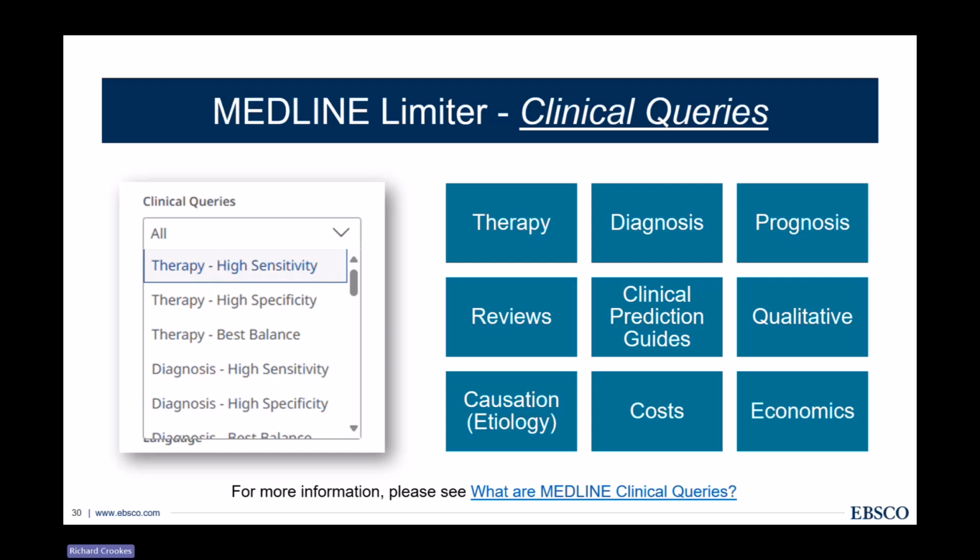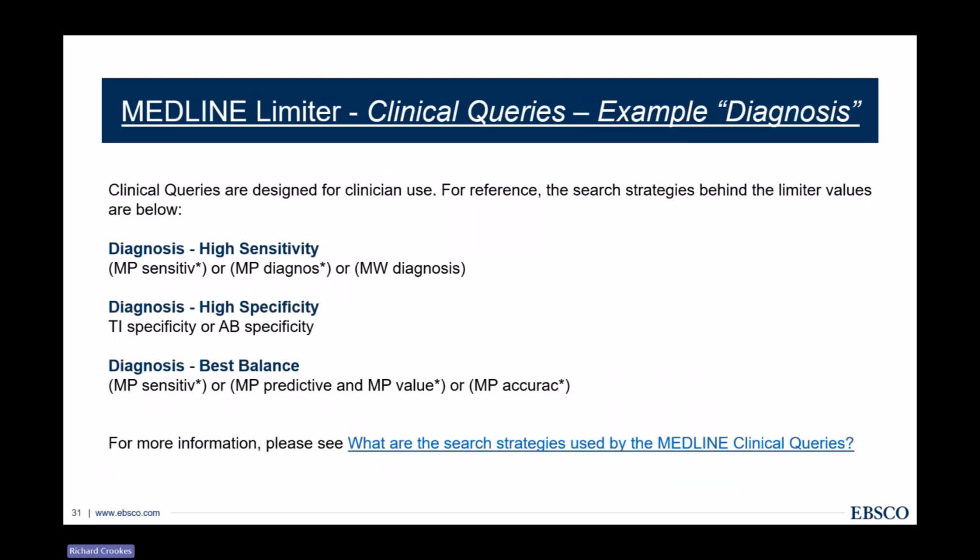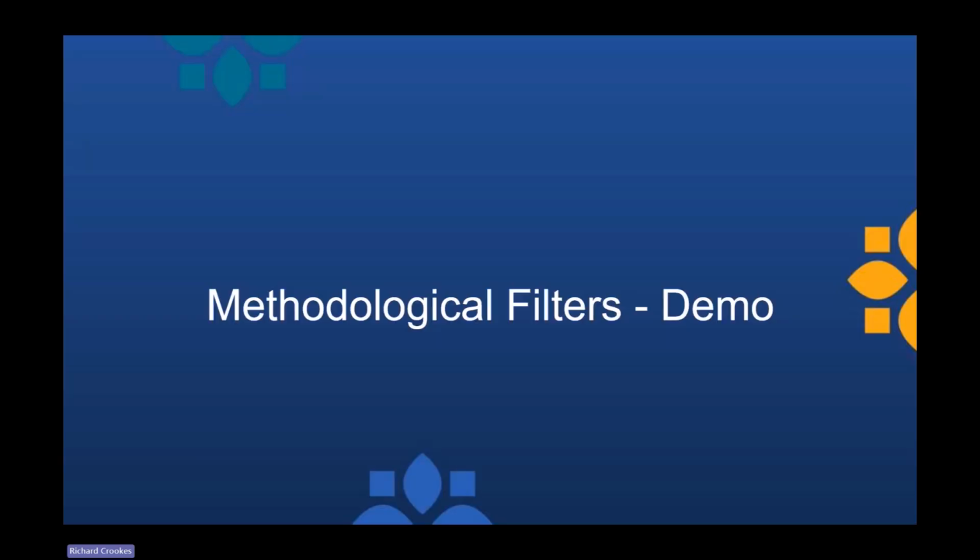And for Medline, there's additional ones like cost and economics, again, with 3 strategies for each: high sensitivity, specificity, best balance, and so on. And to give you further examples, we have diagnosis here. Again, you can see how that's created in the background. So when you select these filters or these limiters, it's actually running the search strategy that you see displayed. So for diagnosis high specificity, it's title or abstract, TI or AB.